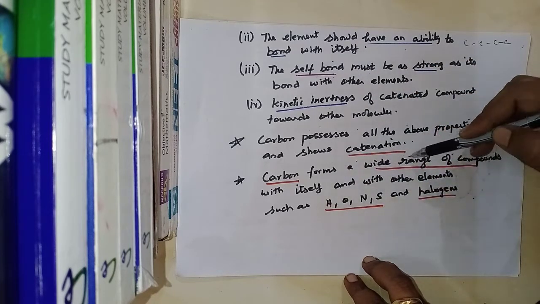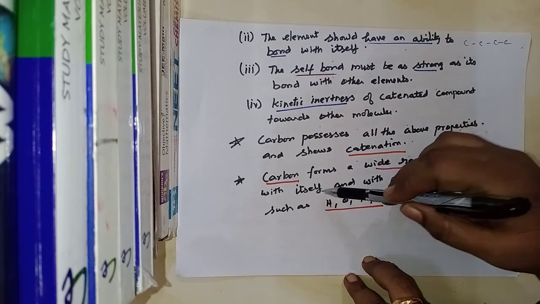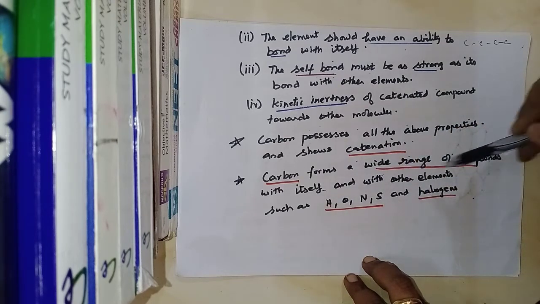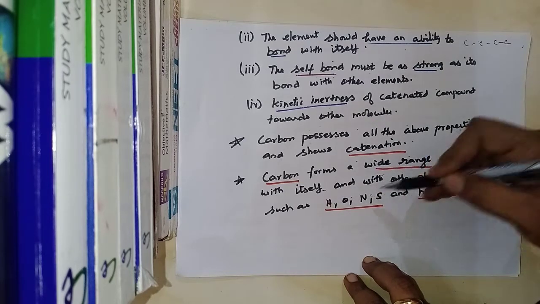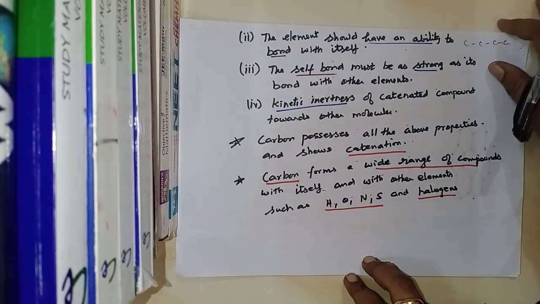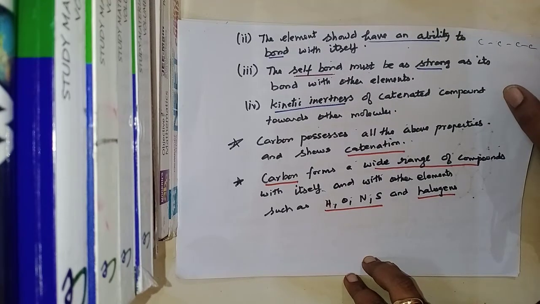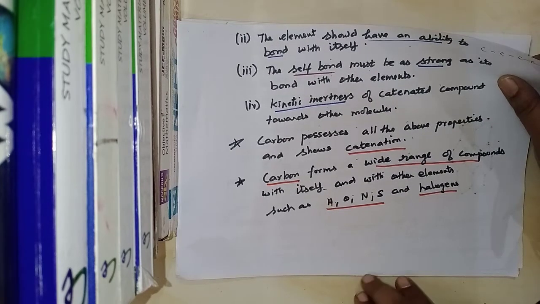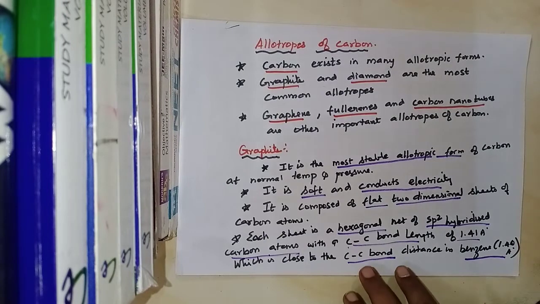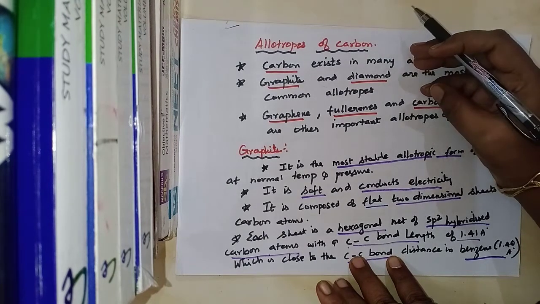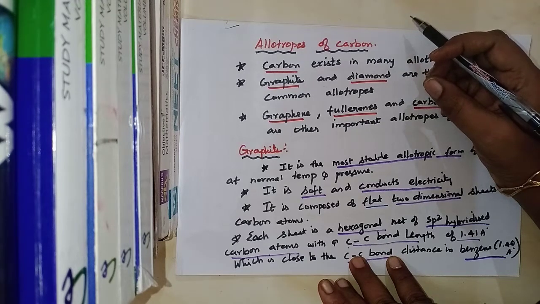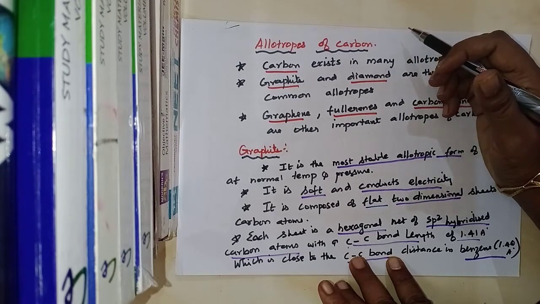Carbon forms a wide range of compounds with itself and with other elements such as hydrogen, oxygen, nitrogen, sulfur and halogens. So there is a tendency for catenation. Now see the allotropes of carbon: graphite, diamond, fullerene, graphene and carbon nanotube.